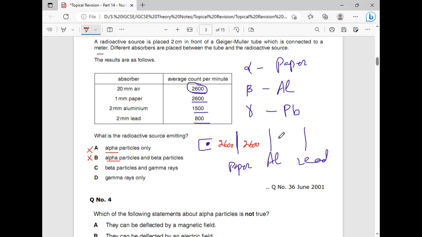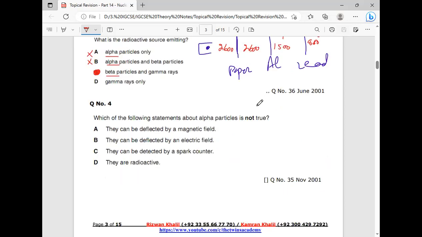Now, after placing the aluminum, the reading becomes 1500. It means aluminum has stopped some beta particles. Okay. And there are no beta particles in option D. And after placing the lead sheet, it becomes 800. So it means now gamma are present as well as beta. So which option is correct? Option C is the correct answer. So you can solve these questions by these diagrams as well.